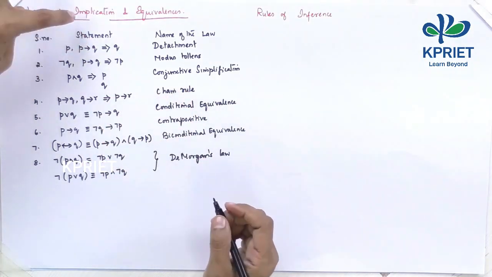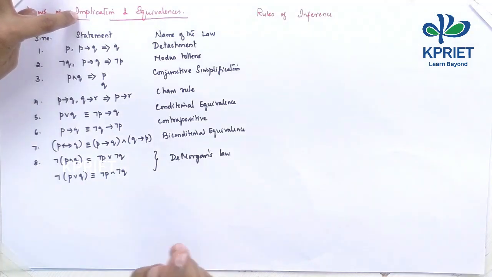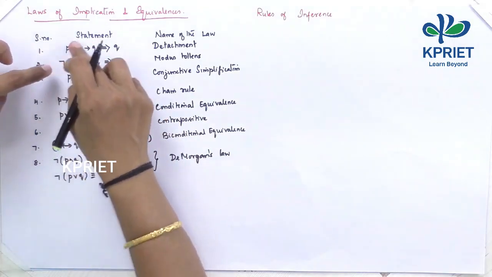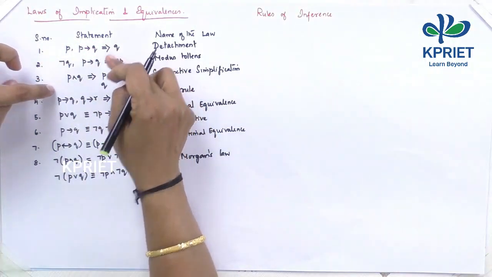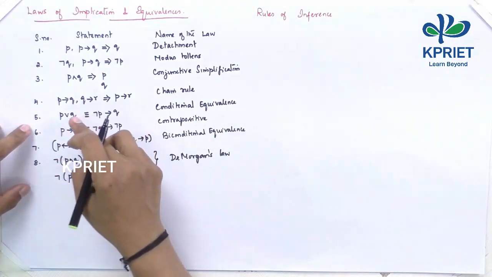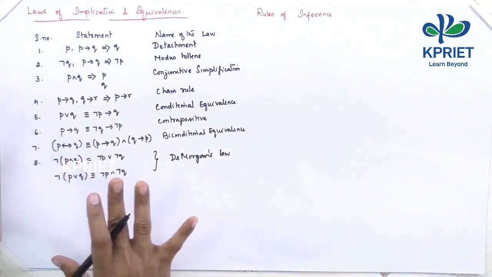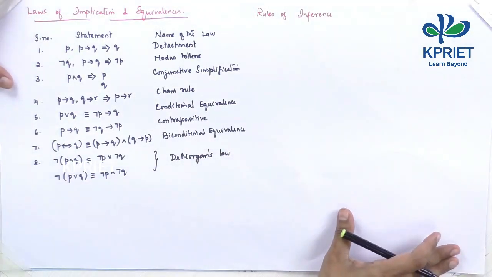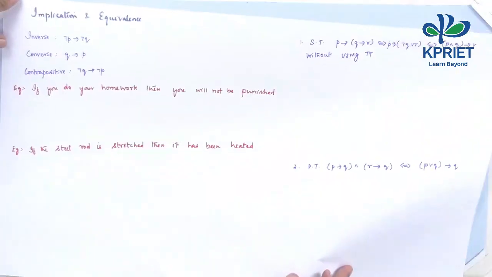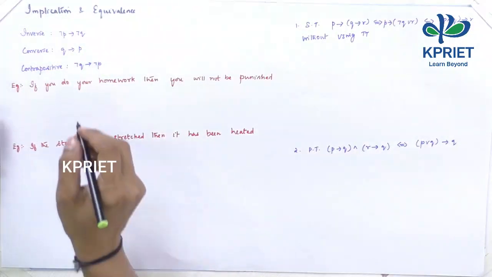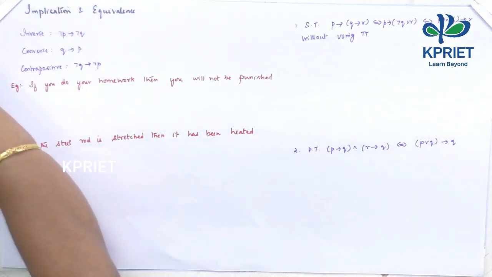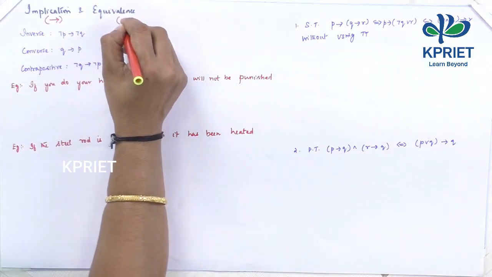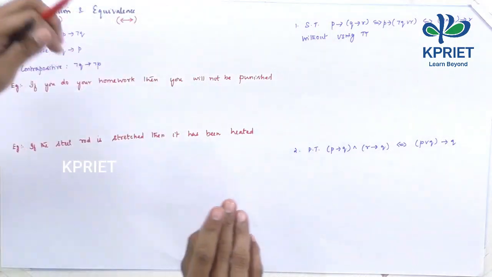Laws of implication and equivalence. Implication says it is only forward. So for the first four statements, if I have this part, then I can write it as this. Whereas for the last four statements, either way I can write it. So one must be very thorough with the laws of implication and equivalence. Implication means it is conditional forward, equivalence means it is biconditional, if and only if.